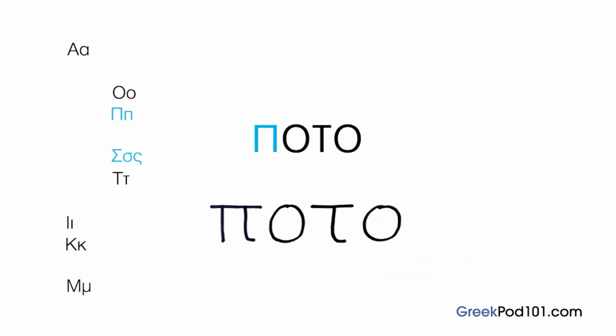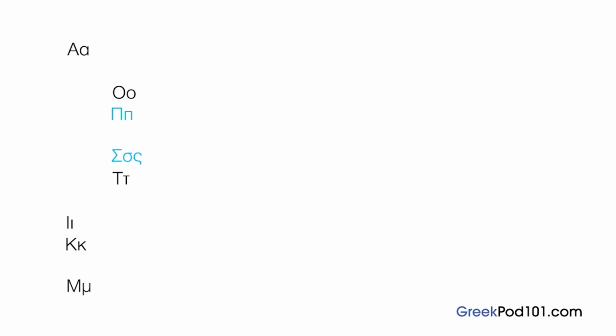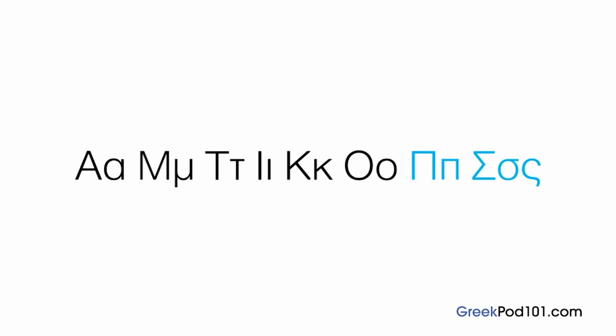Okay, you've made it through 4 lessons. Let's have a look at all the letters we have learned. Alpha, mi, taf, iota, kappa, omicron, pi, and sigma. Not bad, huh? Now it's time for Stefania's insights.